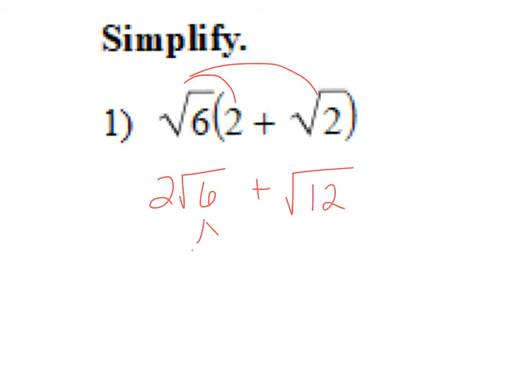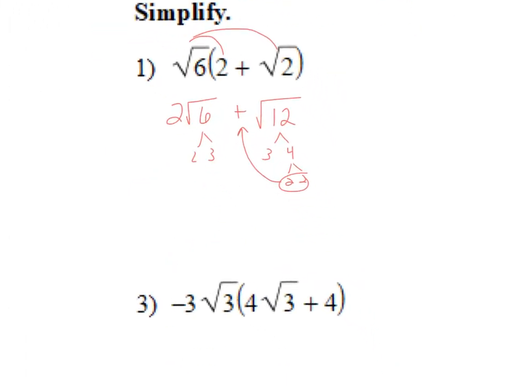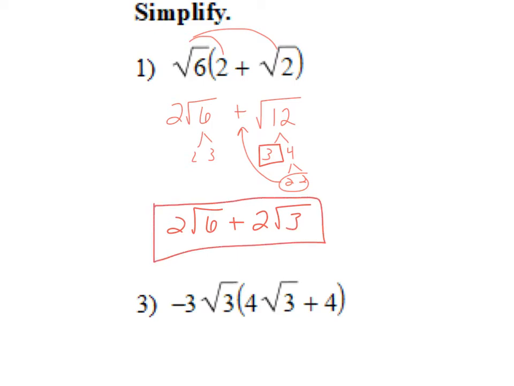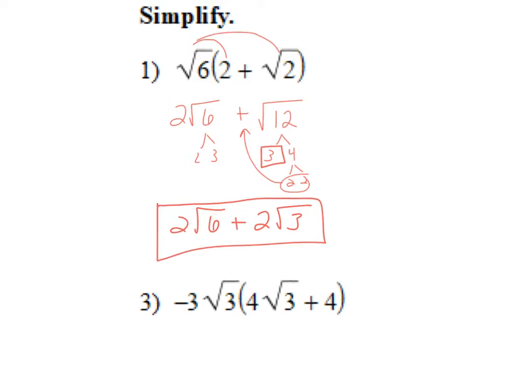Now the 6 is going to break down to 2 and 3, but nothing will pair up and move out. On the 12, I'm going to take this to 3 and 4, 2 and 2, the 2's are going to pair up and move out. So right now I have 2 root 6 plus the 2's on the outside, and I have this 3 left over on the inside. So it'll be 2 root 6 plus 2 root 3. And we can't add those together because they have different square roots.